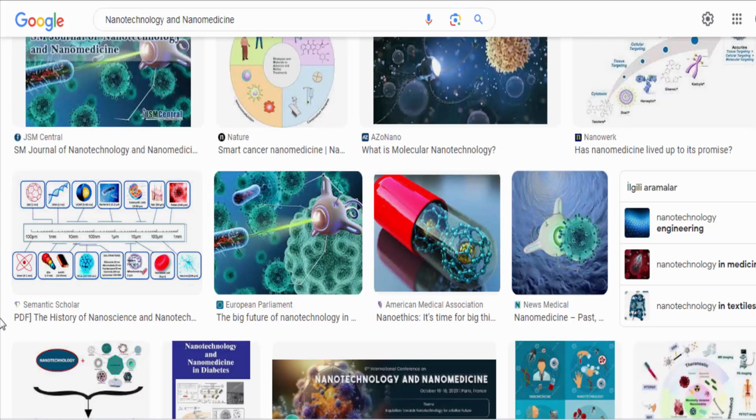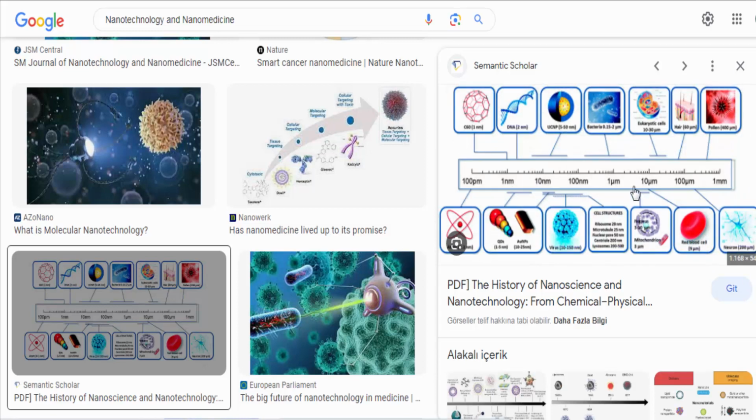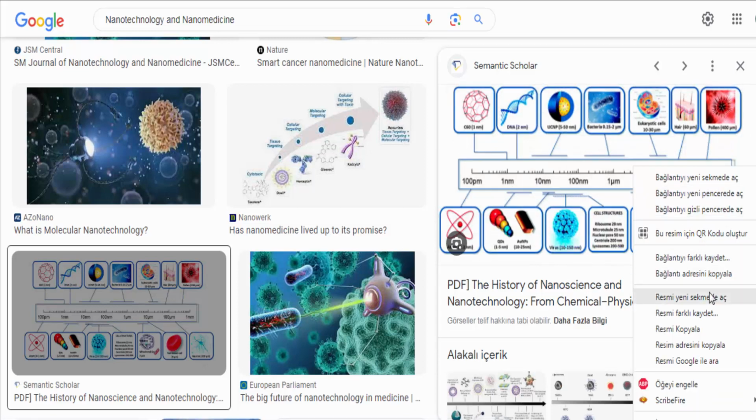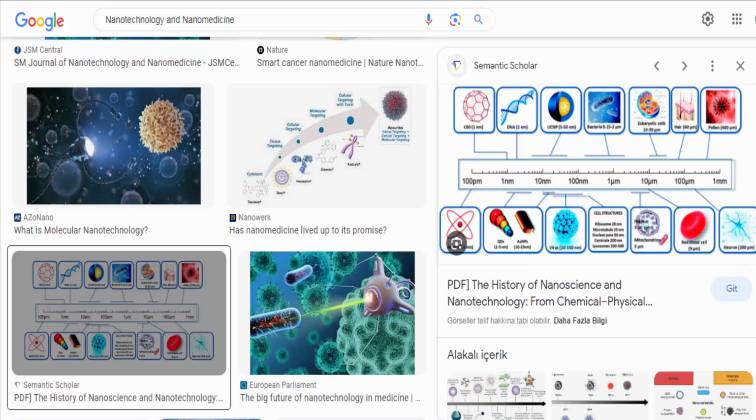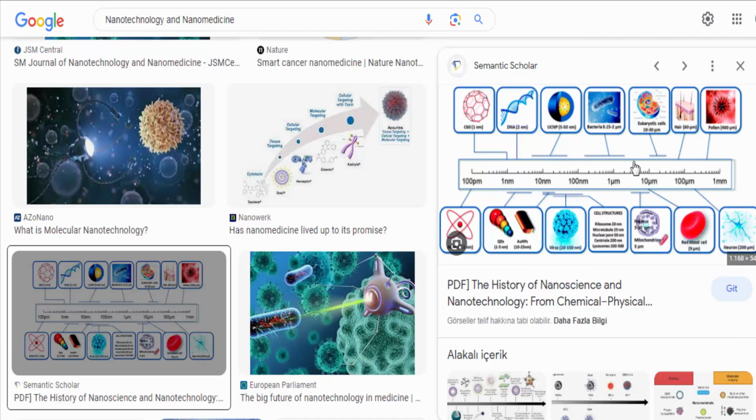Imaging. Nanoparticles can be designed to carry contrast agents for various imaging techniques, such as magnetic resonance imaging (MRI), computed tomography (CT), and fluorescence imaging. These nanoparticles enable high-resolution imaging of tissues, organs, and even individual cells.